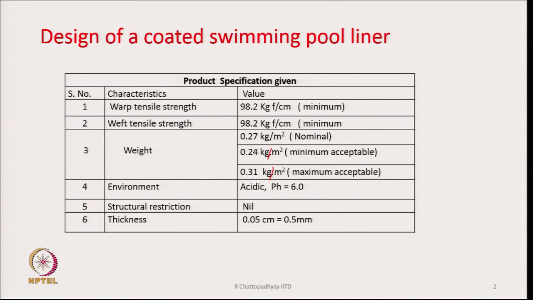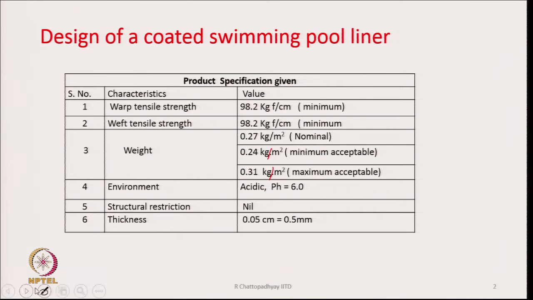Structure restriction nil, that means there is no restriction on the type of weave that we are going to use. It could be plain, it could be twill, it could be whatever, that has been left to the designer, that any construction is fine. And then ends and peak densities are also not given, that also can be decided. The thickness has to be 0.05 centimeter, that is 0.5 mm. So, these are some basic requirements stated.